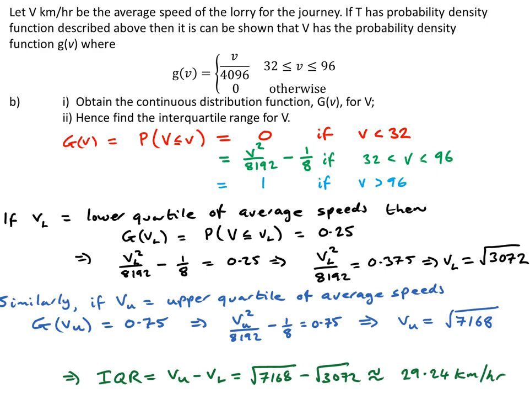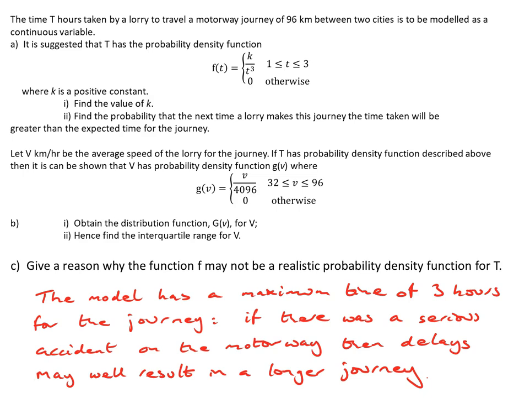And the final part of this question asks us to give a reason why the function f, the probability density function that we had at the beginning of the question, might not be a realistic probability density function for the time taken to travel that 96 kilometers. There might be lots of reasons you could think of, but an obvious one is that this model gives a maximum possible time of 3 hours for the journey. And if there was a serious accident on the motorway, then it's quite possible that delays might result in a journey that was much longer than just 3 hours.